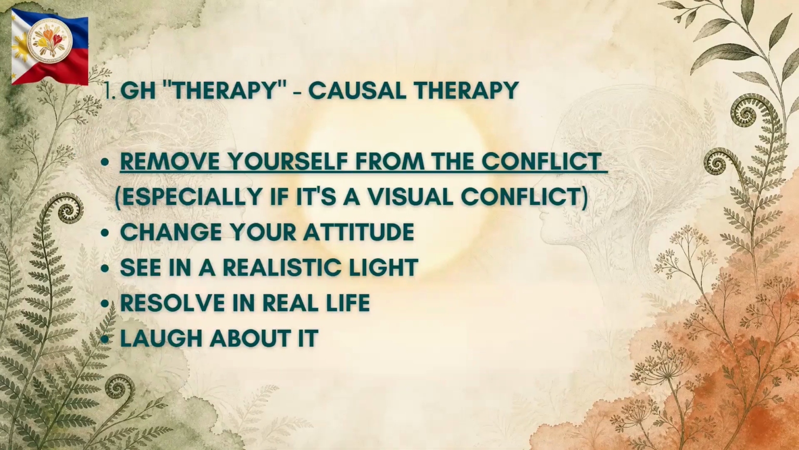GH therapy is always causal therapy. The number 1 is to remove yourself from a conflict. If the person is right in front of you, it will be a little bit hard to get yourself out of that conflict. This is causal therapy in nature. For example, if a dog passes by a home and he was abused by a person from that home, that dog will no longer pass that route to go near that house.